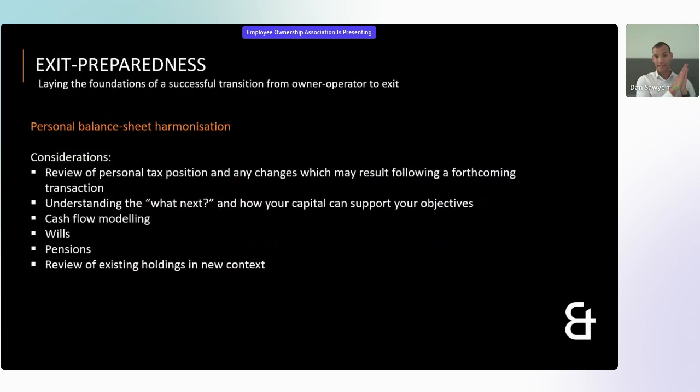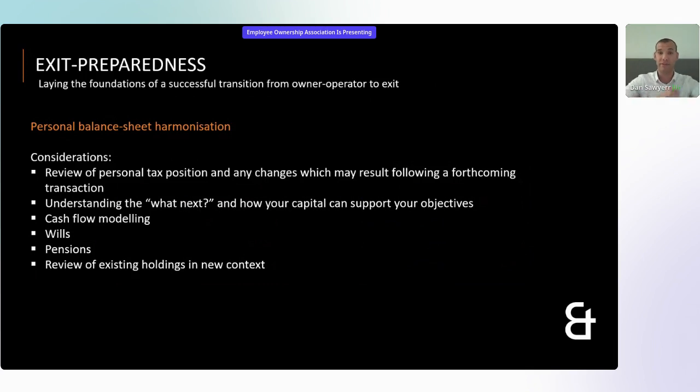So in terms of exit preparedness, conceptually, I think about this as laying the foundations of a successful transition from owner-operator to exit. One of the really nice things with an employee ownership trust transaction is that the process can be a little more glacial than either a private equity or trade sale. But that said, and Richard touched on this in his presentation right at the top, actually, the importance of having a plan in your business.